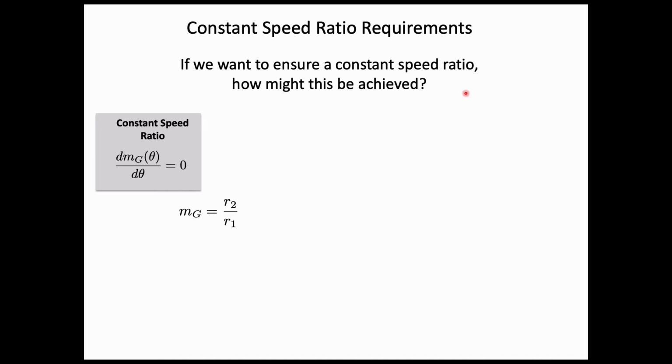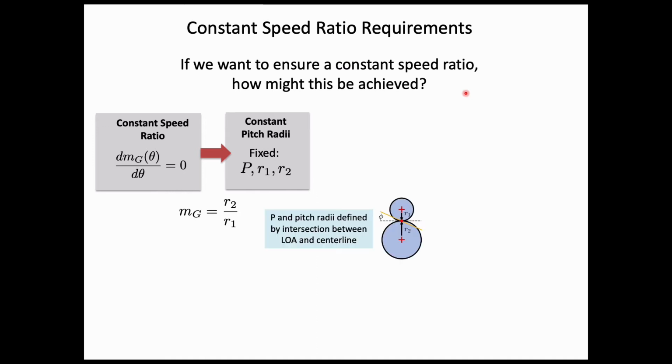We want a constant speed ratio, R2 over R1, so that means R1, R2 are fixed and the pitch point is at a fixed location. At least that's one possible solution for satisfying this requirement. And the pitch point and pitch radii, remember, these are defined by the intersection between the line of action and the center line. And the pressure line, that's defined by the direction of the forces, which is determined directly by the shape of the teeth at the point of contact.